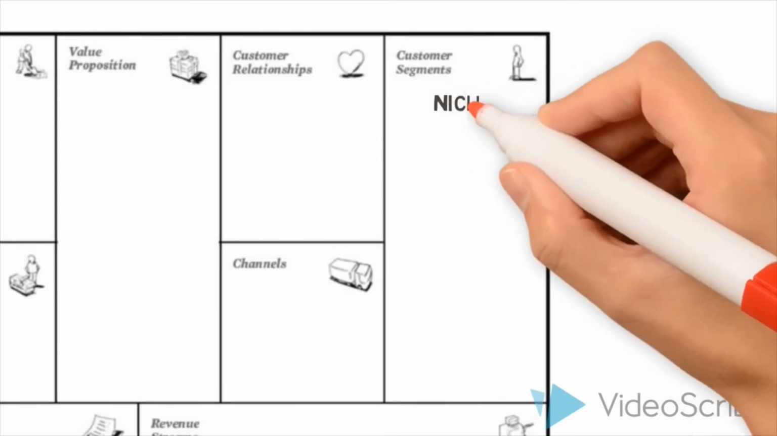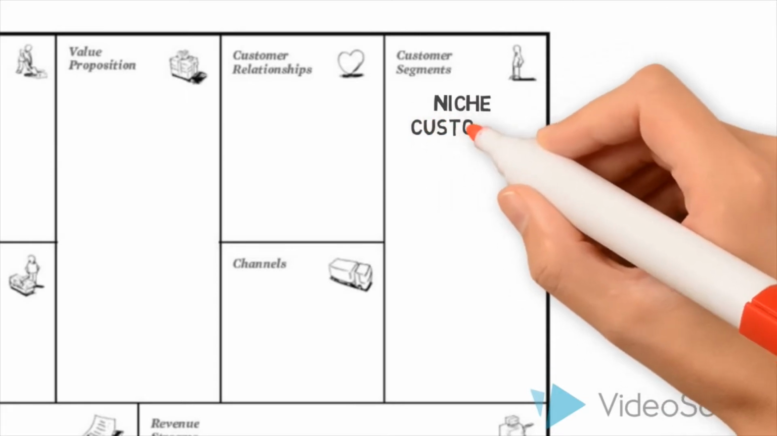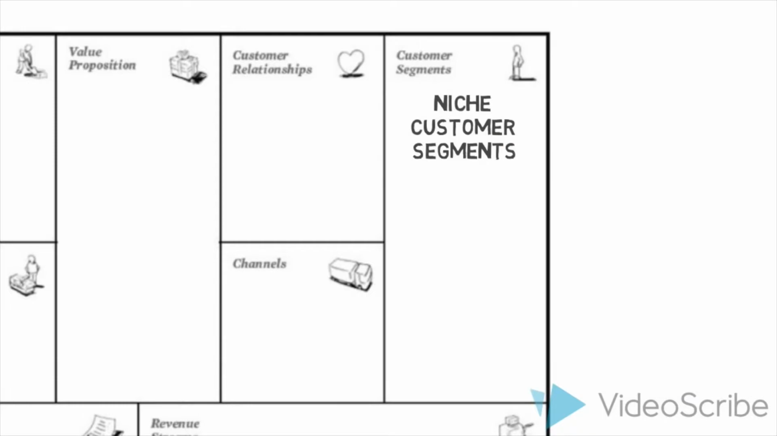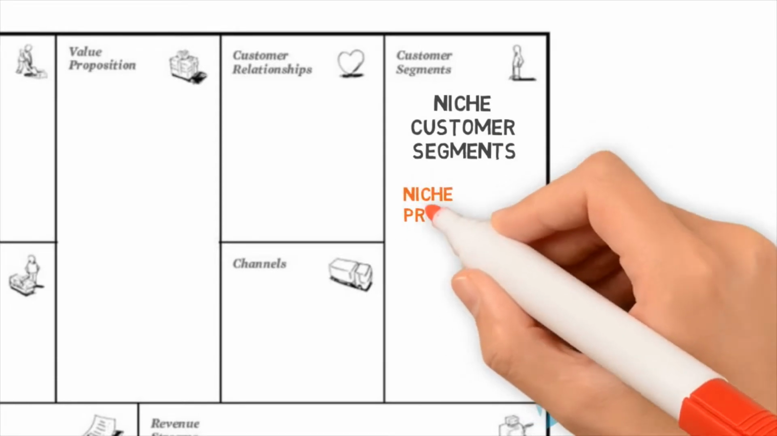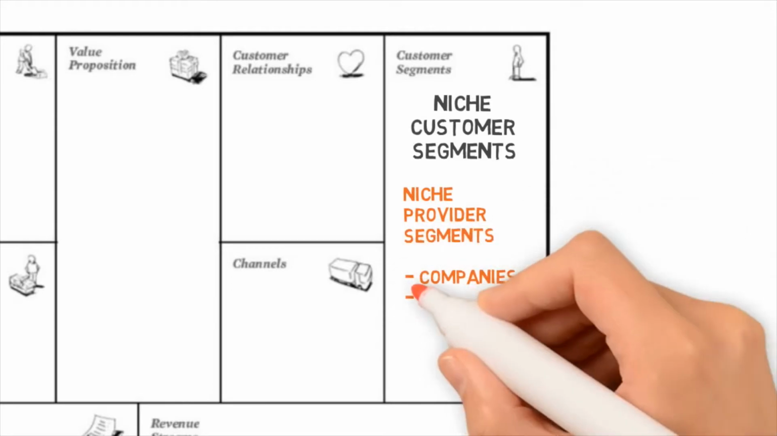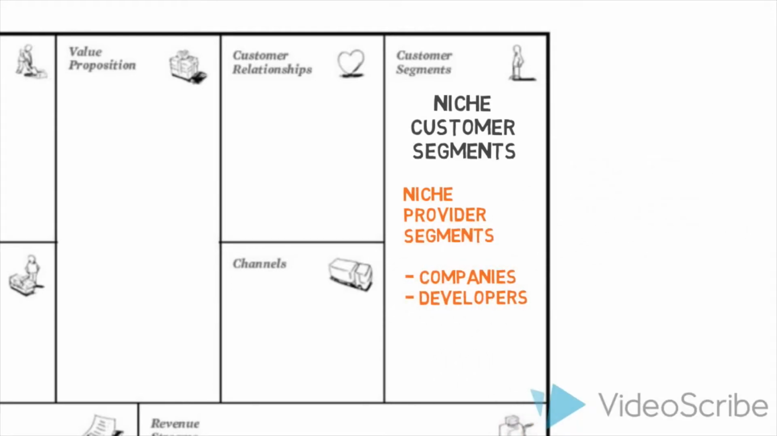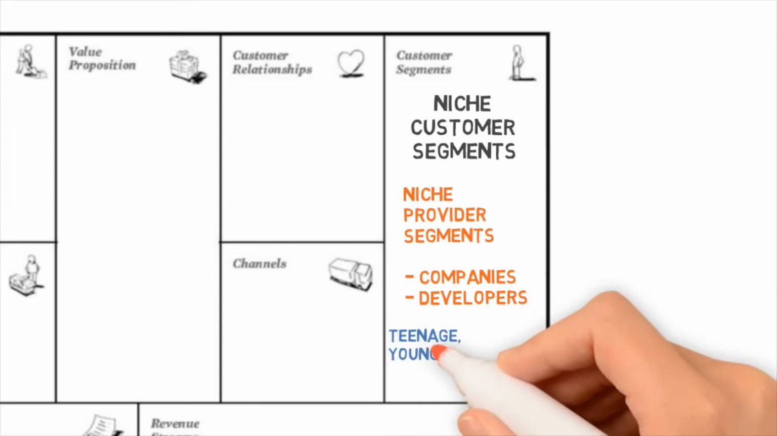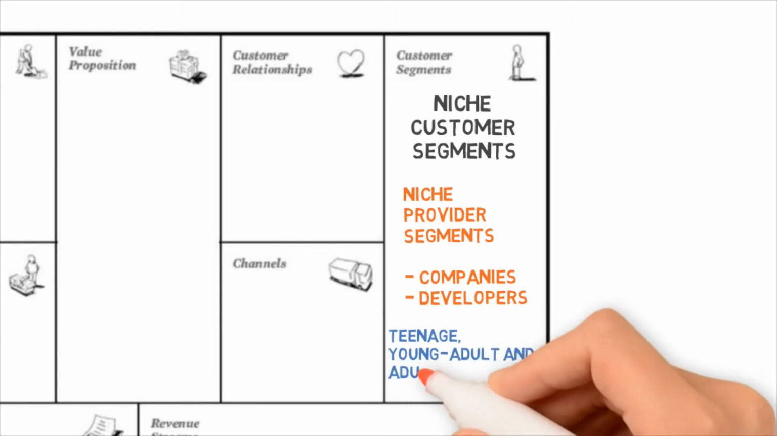Starting with the customer segments. These are the different groups of people or organizations an enterprise aims to reach and serve. Just like we said when describing the long-tail pattern, Amazon has big quantities of small niches, both customers and providers and developers. Concerning Kindle, the customer segment can be identified as teenage, young adult, and adult readers.